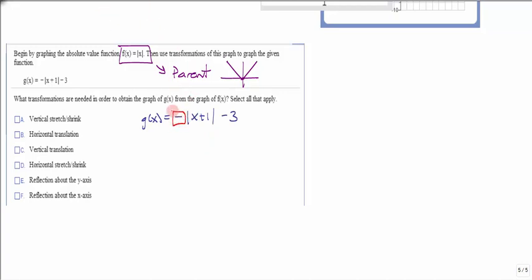So this first transformation is vertical, because it's on the outside of the argument. It's going to be a vertical flip across the x-axis. Now remember, I always do reflections first. So this is a vertical flip across the x-axis. So I have this one.